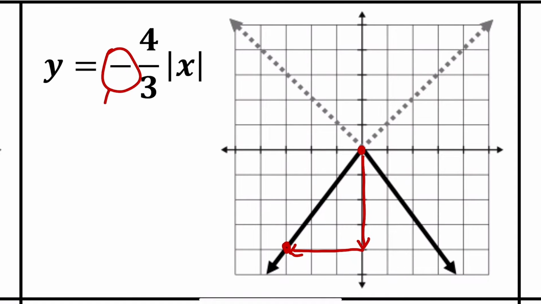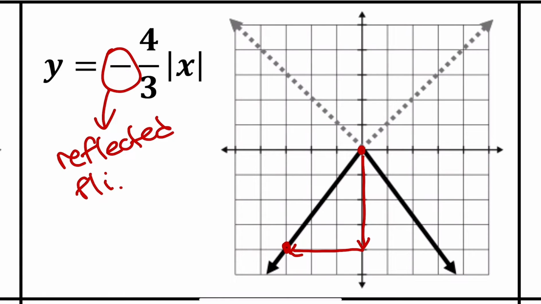So that negative is going to tell us that this is reflected or flipped or whatever you'd like to say to show that instead of pointing up like this one, it's pointing down.